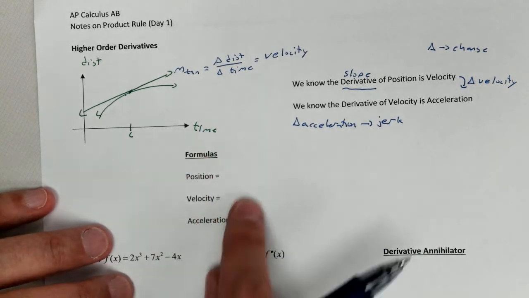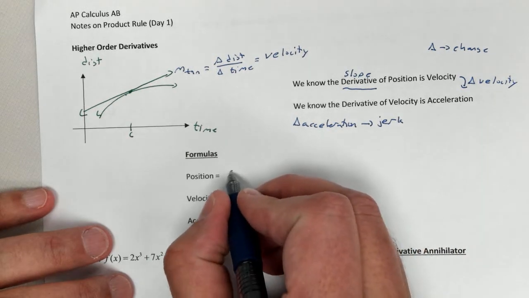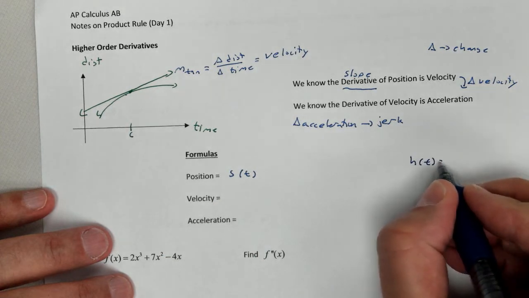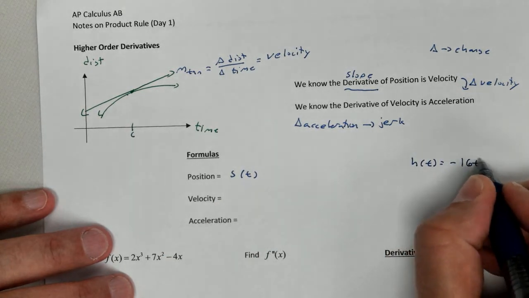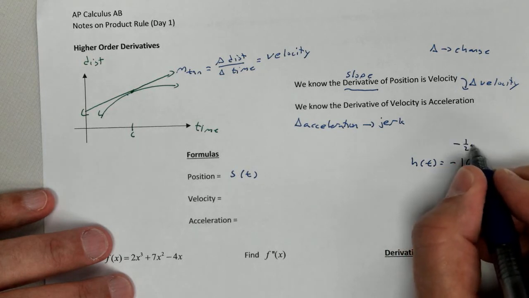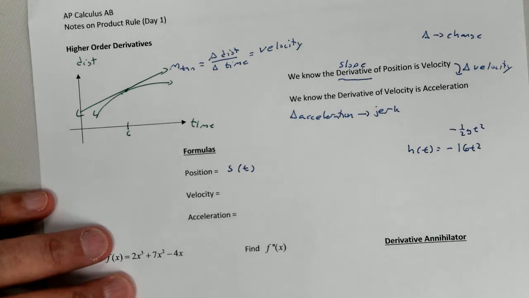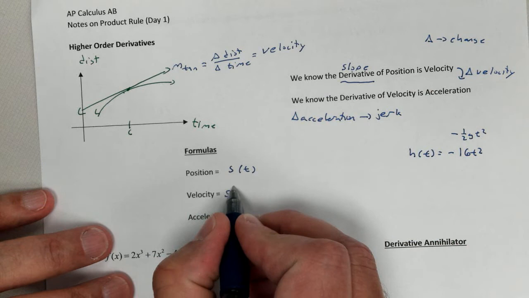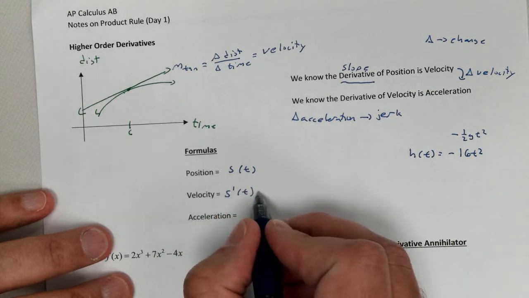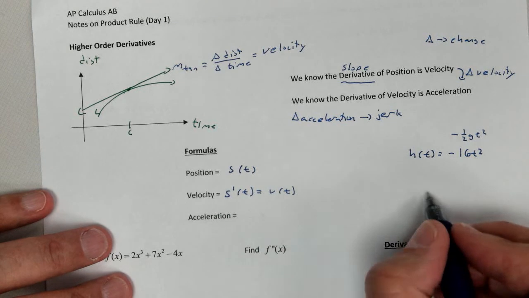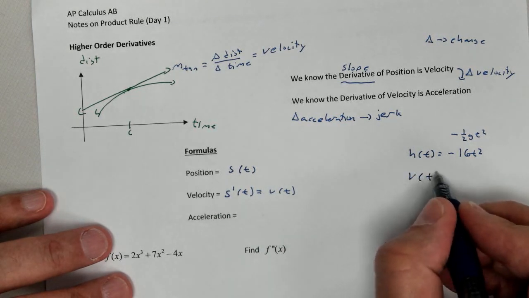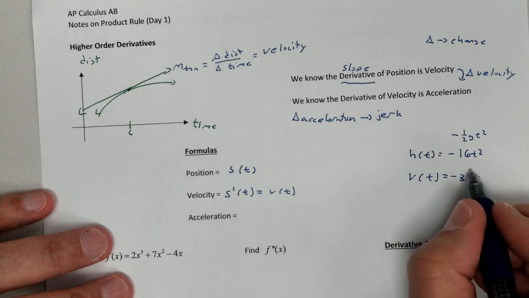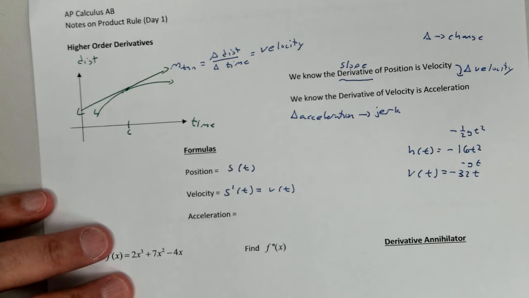So this will give us three formulas. The first formula is just position, S of t. In physics, that might be given like h of t equals negative 16t squared. Remember, this is negative 1/2 gt squared. That's going to be our position graph. If we take the derivative or find the slope of our position, that's going to give us velocity. So the first derivative of position is what we call velocity. And we can see that from physics. V of t, if I take the derivative of this, we're going to get negative 32t. Remember, again, for velocity, it's just negative gt from physics.